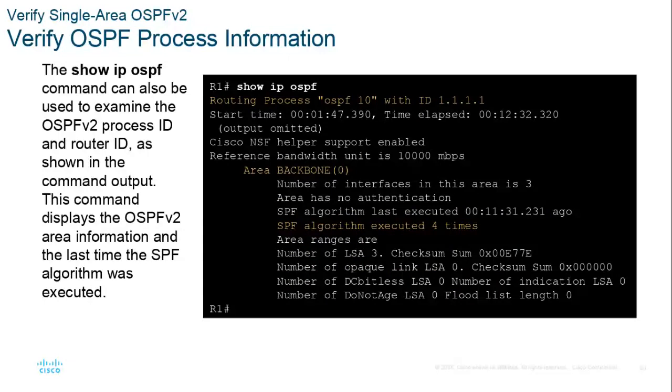Show IP OSPF itself will show us, oh, we're OSPF 10. My ID for R1 is 1.1.1.1. We're in the backbone area, area zero. And the shortest path first algorithm has run 4 times. So that tells me a little bit how long this router's been on, because it does it when you first turn on the router, and then it does it again every 30 minutes. So this must be sometime between 1.5 and 2 hours after the routers came on, because it's done the SPF algorithm an additional 3 times beyond the initial one. And it's every 30 minutes.